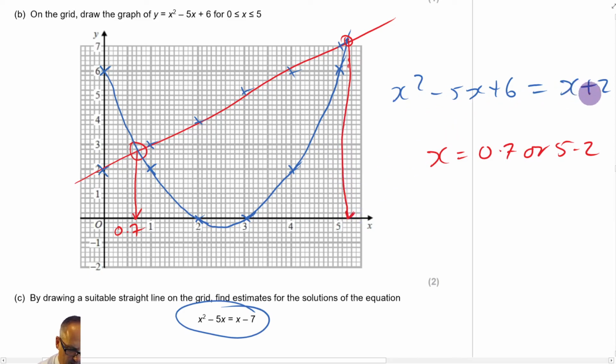So basically we're looking for x values where these two lines cross. Okay, and that's how you do it.